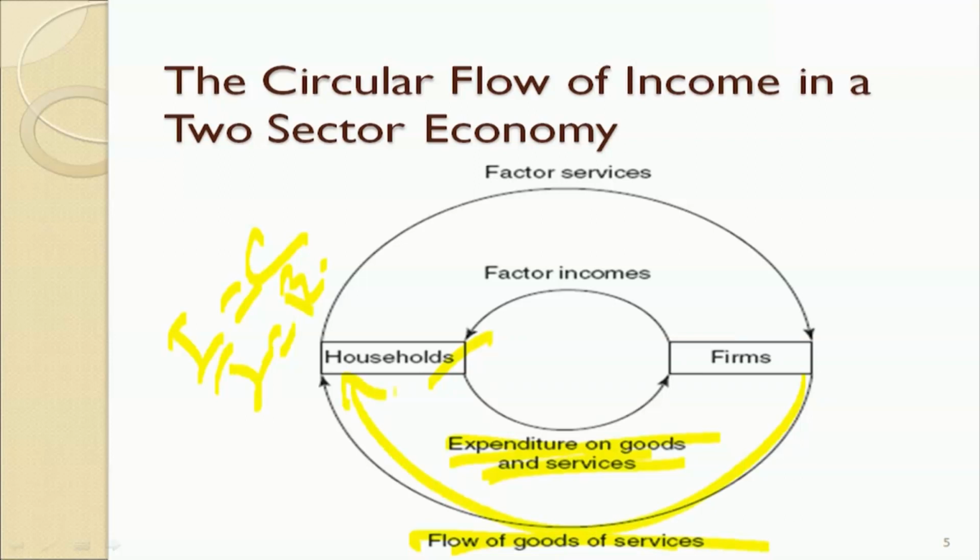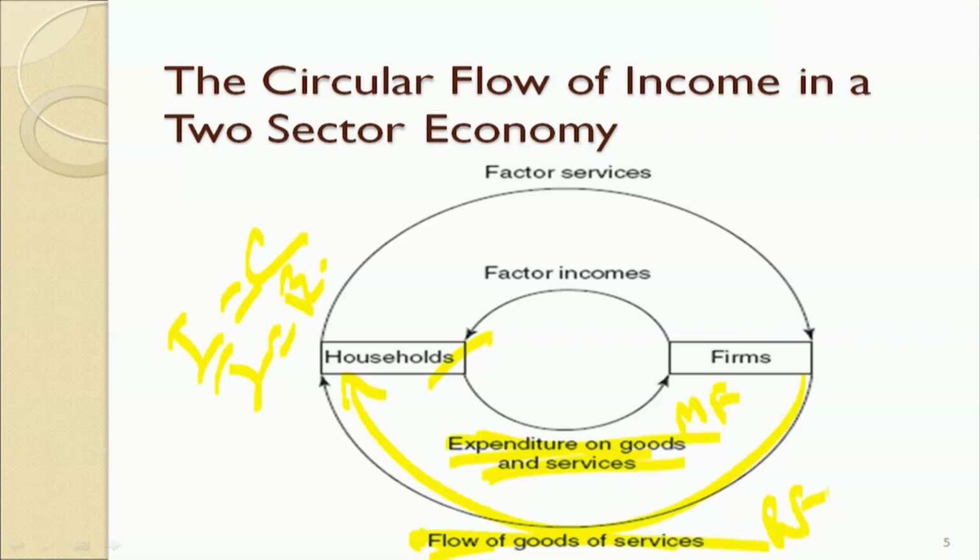Here you take the real flow and the money flow. So, what is the real flow? The real flow is the flow of goods and services. What is the money flow? The expenditure on goods and services. So, the money flow and the real flow are calculated, and we take the relationship between the firms and households, what type of relationship they have.